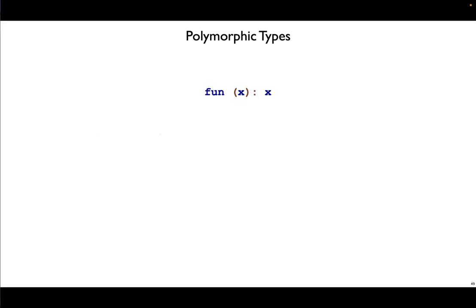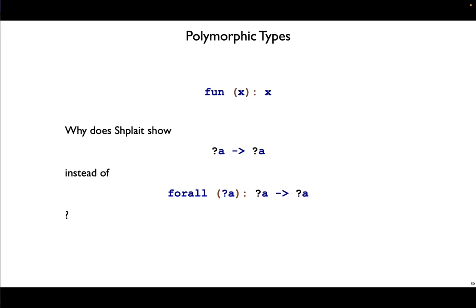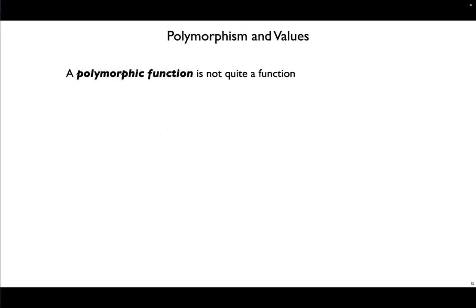In Shplait, when we write down a function like this one, polymorphic identity, we get back a simple type, A to A. Now, why does Shplait show this type and not show the forall on the outside? There's a good reason why taking this shortcut is justified. And it's connected to the idea that something with a forall type is not quite a function yet. It needs a type to specialize to.